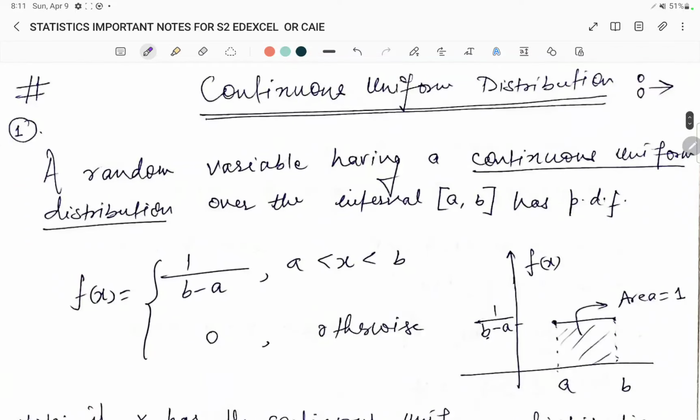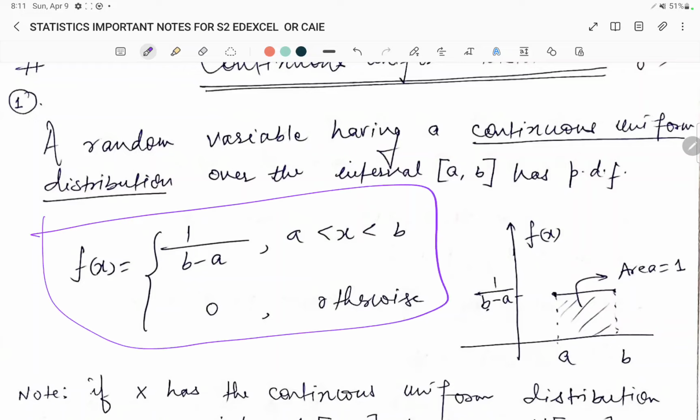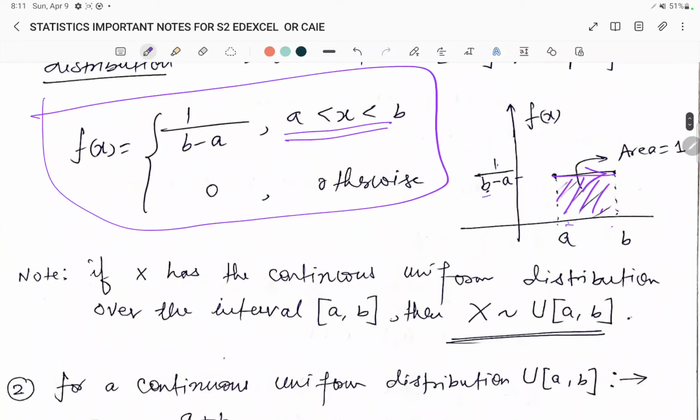Continuous uniform distribution. A random variable having a continuous uniform distribution over the interval a to b has this PDF: 1 over b minus a for x between a and b. This is just for the continuous uniform distribution. It will be a straight line from a to b. The function is already given as 1 over b minus a, and 0 otherwise. So only this is the function.